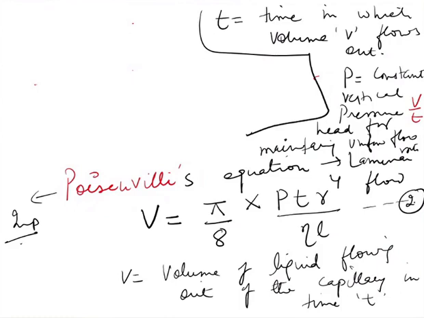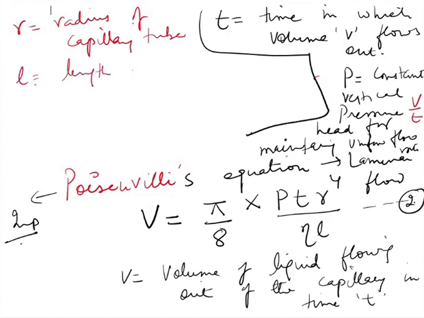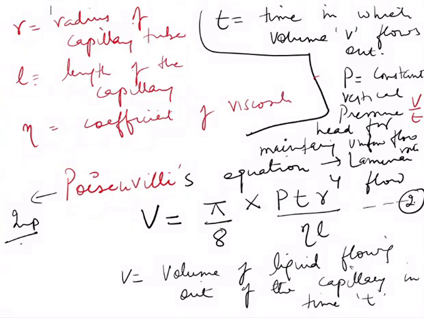Now R is your radius of capillary tube. L is the length of the capillary. Eta is the coefficient of viscosity of the liquid.